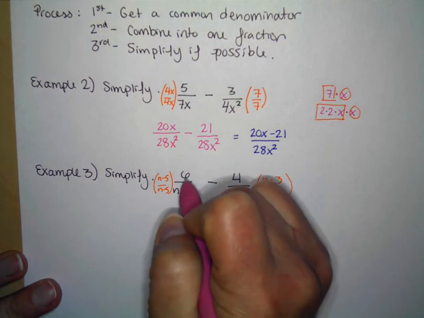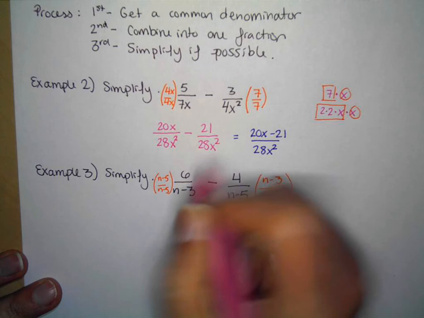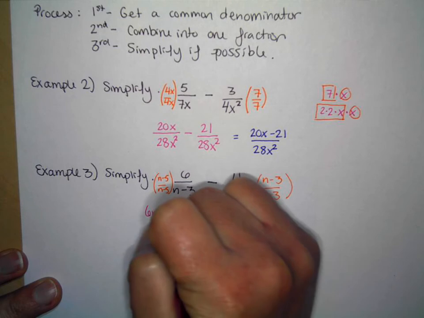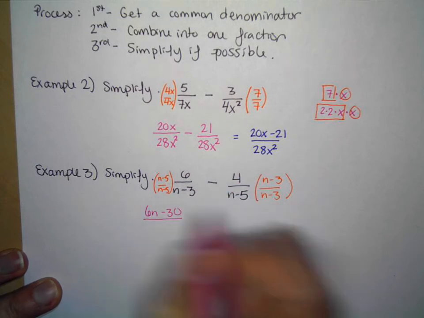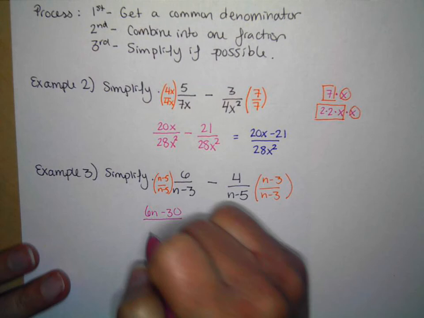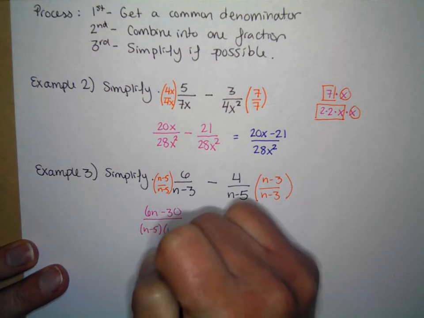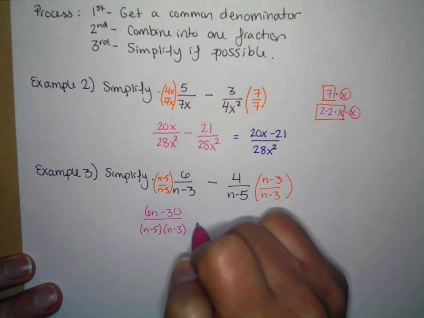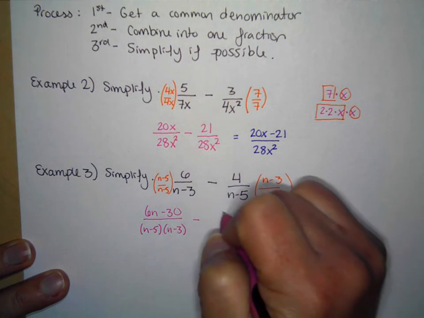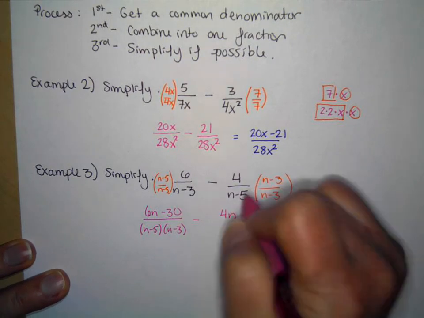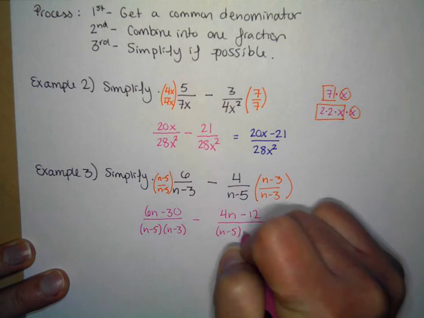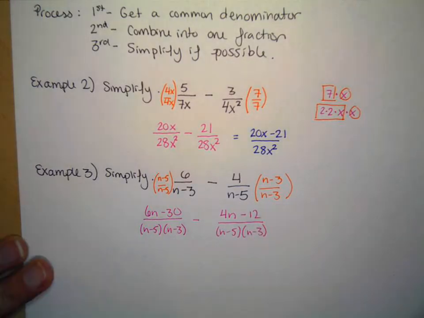Okay? We need to multiply 6 times n and 6 times negative 5. 6 times n is 6n. 6 times negative 5 is negative 30. On a problem that doesn't have monomials in the denominator, we're just going to leave our denominators in factored form: n minus 5, and n minus 3. On our second fraction, if we distribute, 4 times n is 4n, minus 4 times 3 is 12. Again, leave that denominator in factored form.